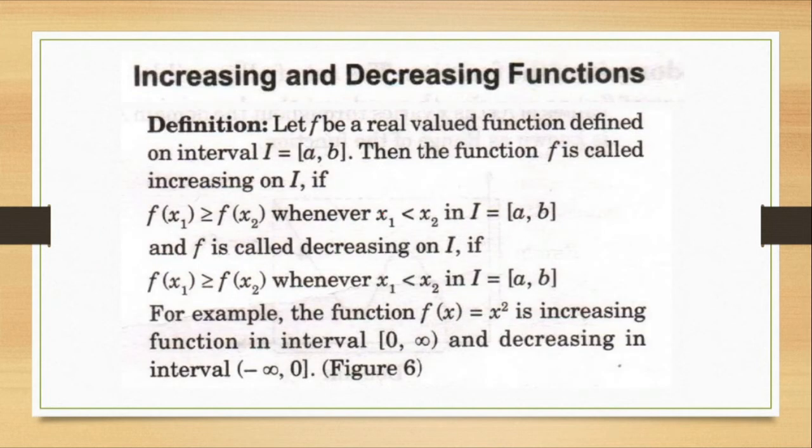Increasing and decreasing functions. Let f be a real valued function defined on an interval I, a to b. Then the function f is called increasing on I if f of x1 is less than or equal to f of x2 whenever x1 is less than x2 in I, the closed interval a to b, and f is called decreasing on I if f of x1 is greater than or equal to f of x2 whenever x1 is less than x2 in the interval a to b.